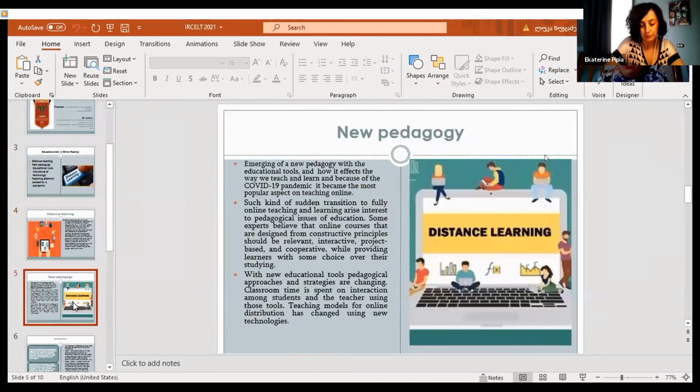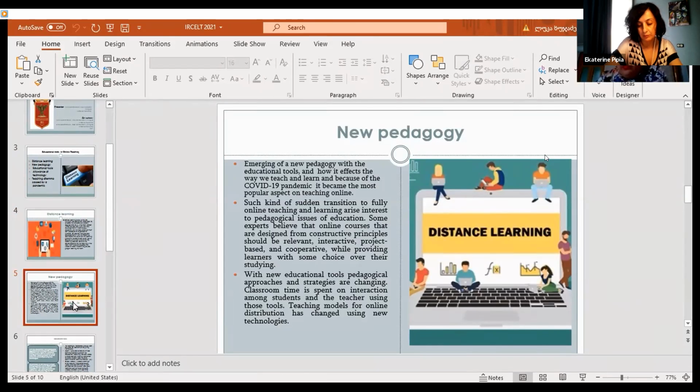Now, new pedagogy: the emergence of a new pedagogy with the educational tools and how it affects the way we teach and learn. Because of the COVID-19 pandemic, it became the most popular aspect of teaching online. Such a student transition to fully online teaching and learning arouses interest in pedagogical issues of education. Some experts believe that online courses designed from constructive principles should be relevant, interactive, project-based, and cooperative, while providing learners with some choice over their studying.